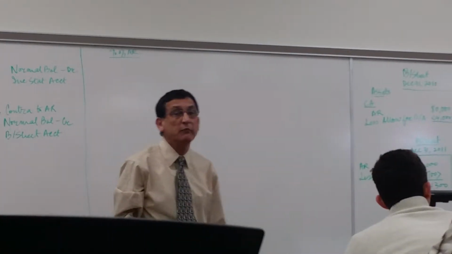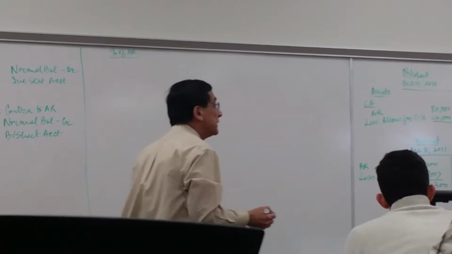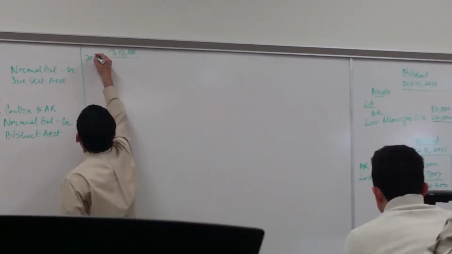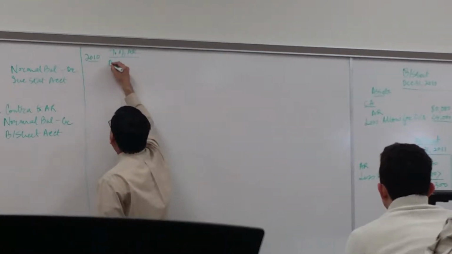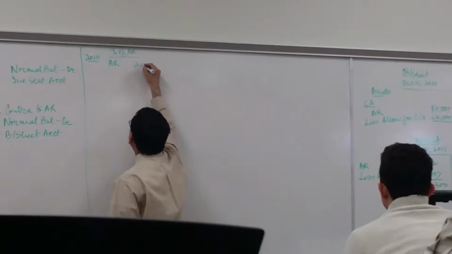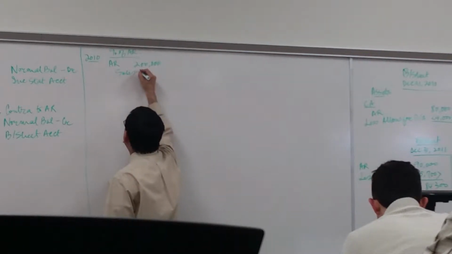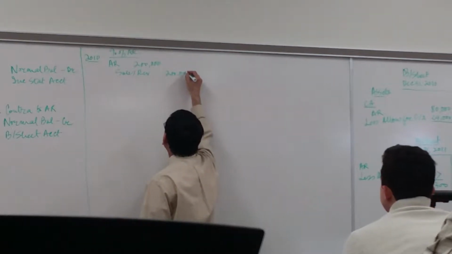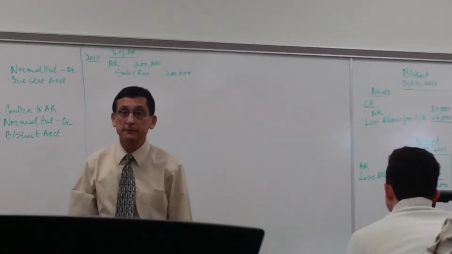Basically the same problem, modified a little bit, percentage of AR method. Net credit sales was how much? 2010. Was it 200? Would you debit AR, accounts receivable, for 200, and sales revenue for 200? No difference. Done.